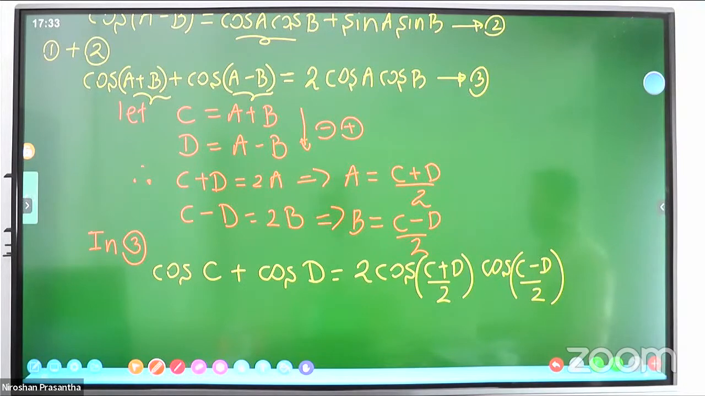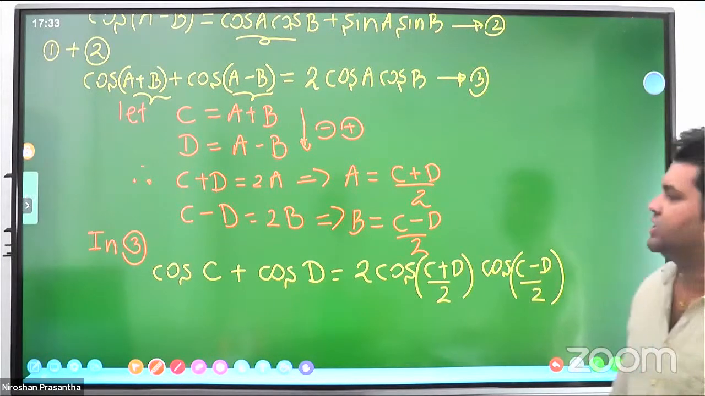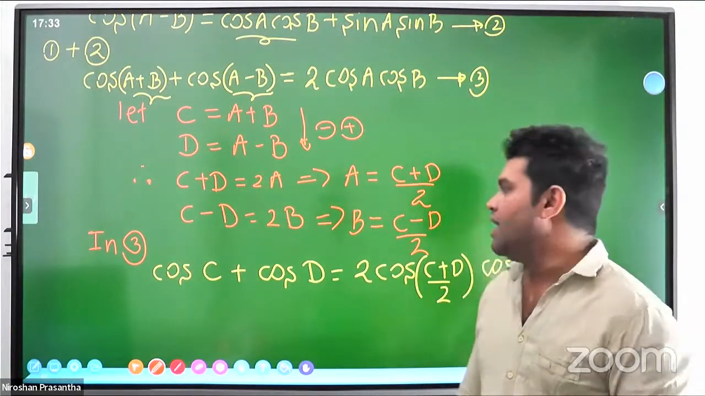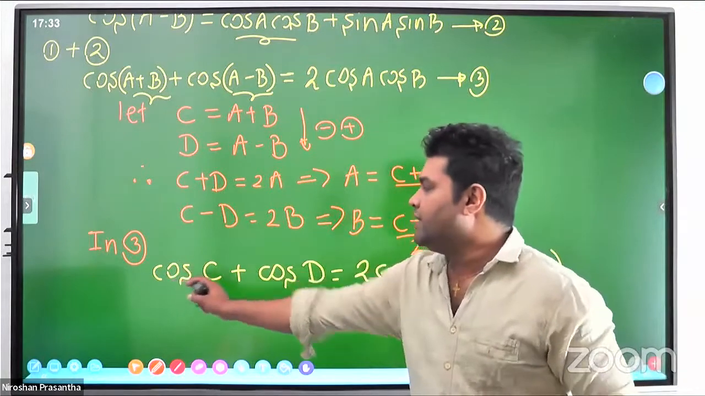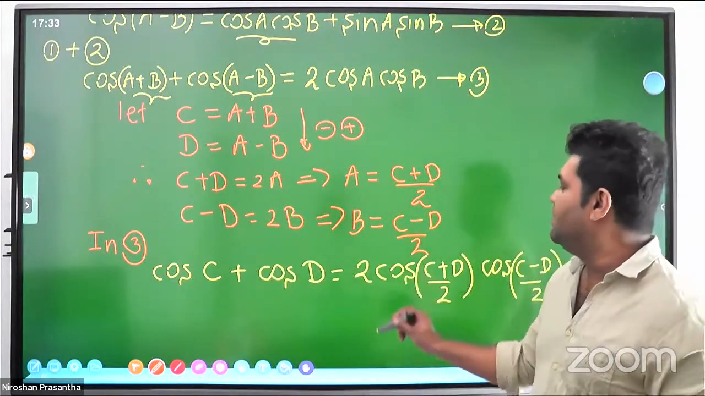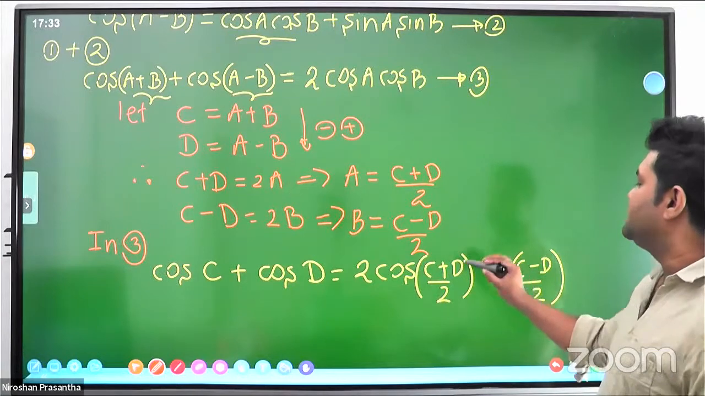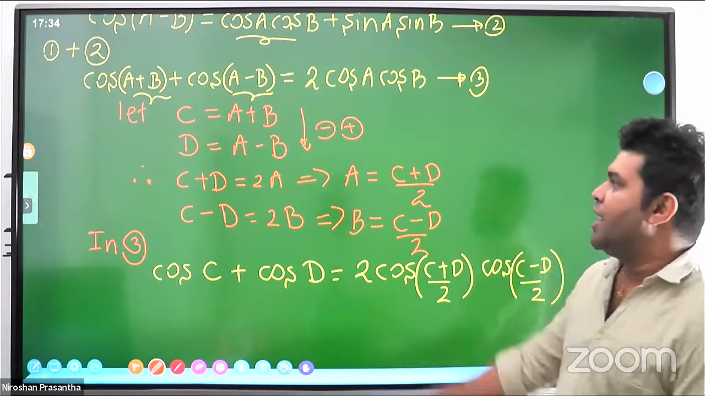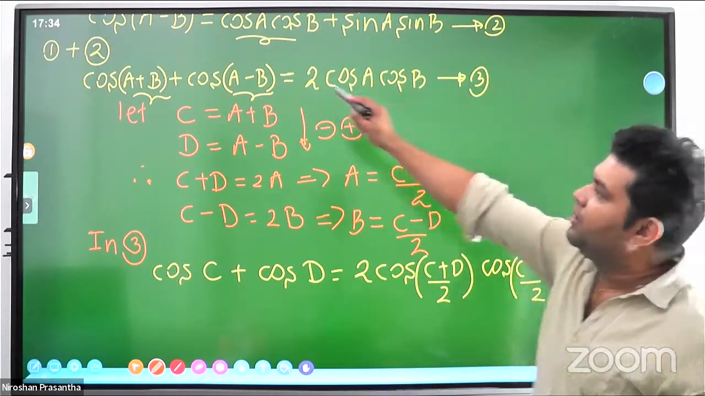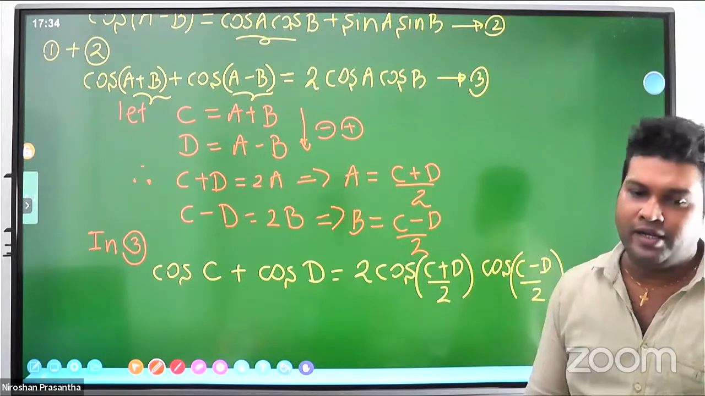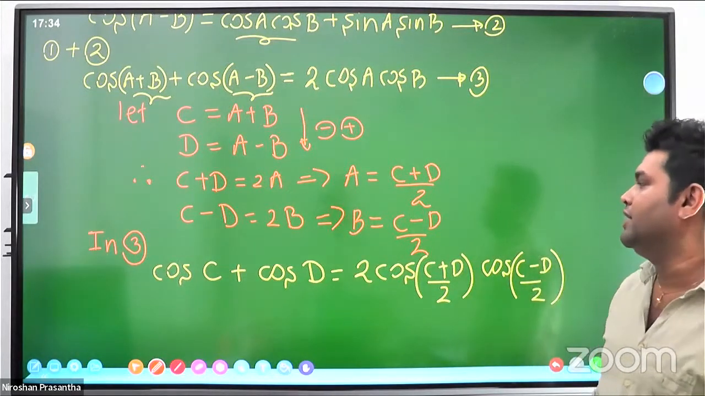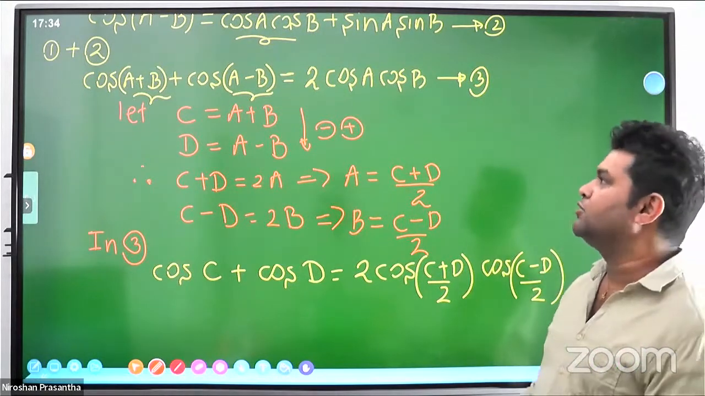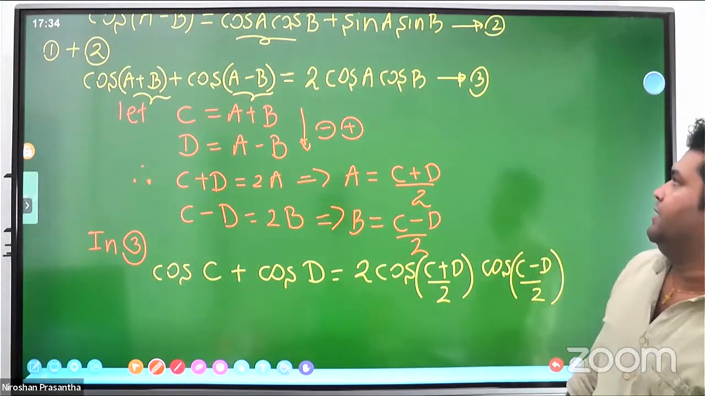I won't go through showing the second connection because time is running out. Within 5 minutes we have to complete this and find that cos C minus cos D equals minus 2 sin (C plus D) over 2 and sin (C minus D) over 2. Then you subtract 1 and 2 together, and you can find it. By subtracting 1 and 2 together, it's coming. Then cos C minus cos D is like that.